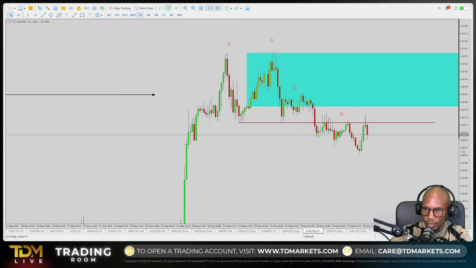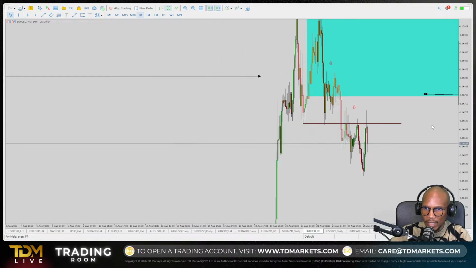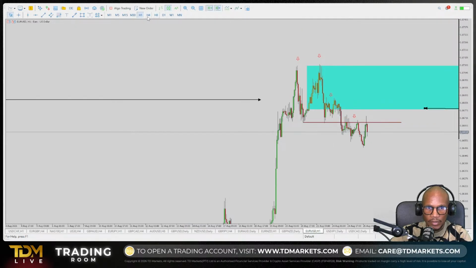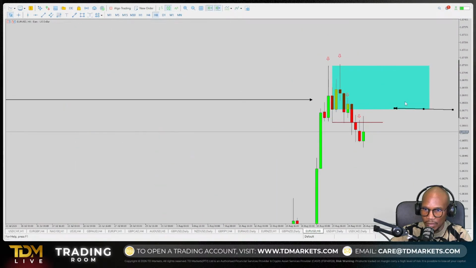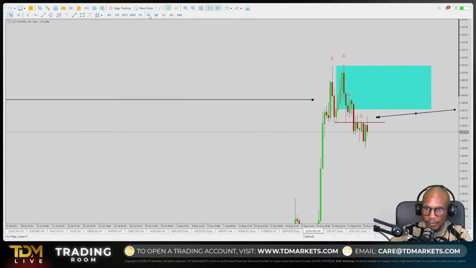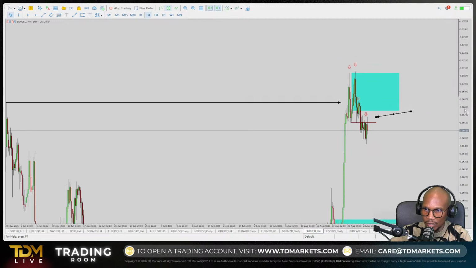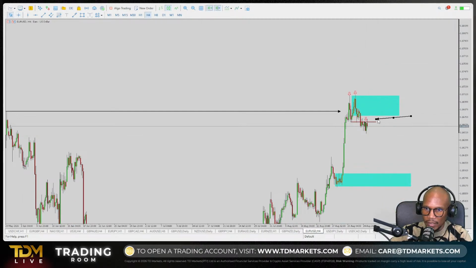So starting with Euro USD, this is what has been happening. All right. So you look at the 4 hour, we are getting some bounces here. So nothing has changed on this one. We are set for one more push towards the downside.